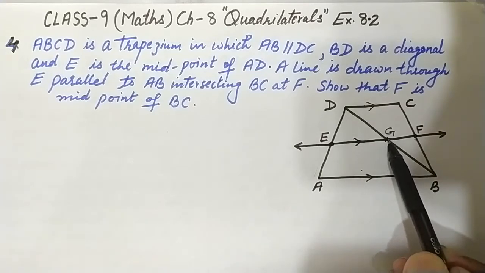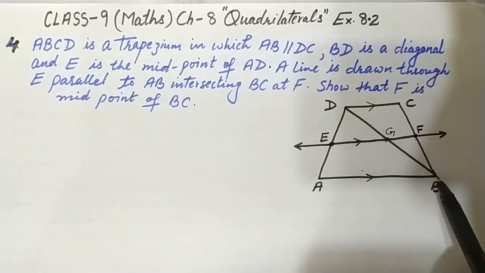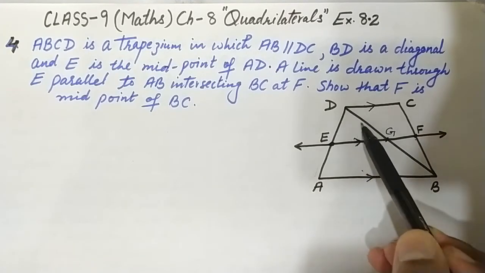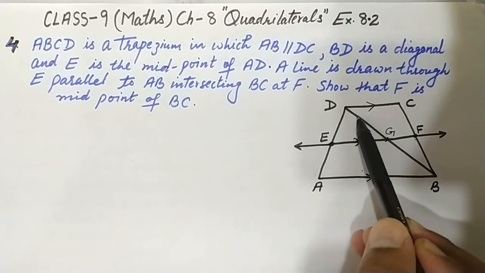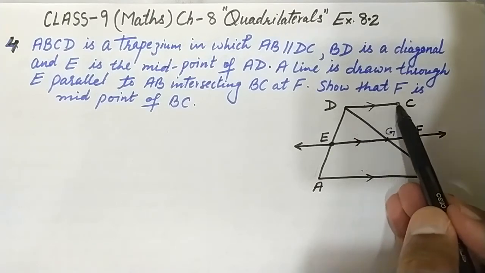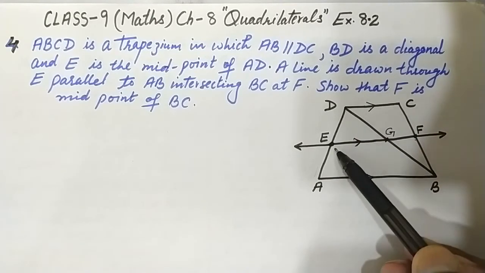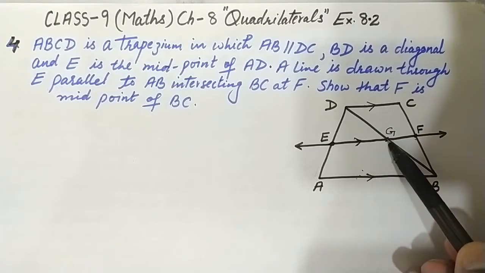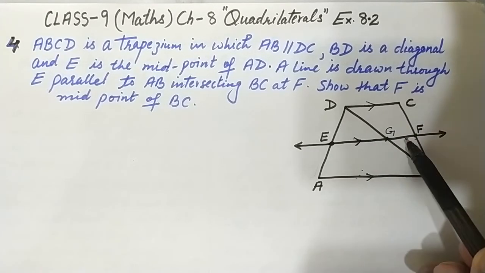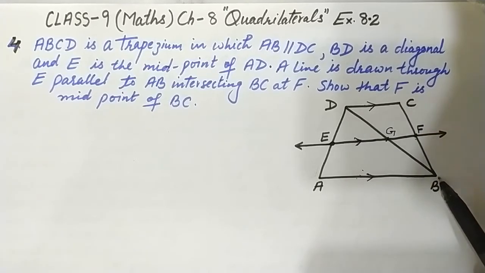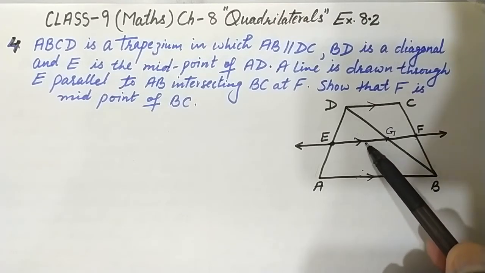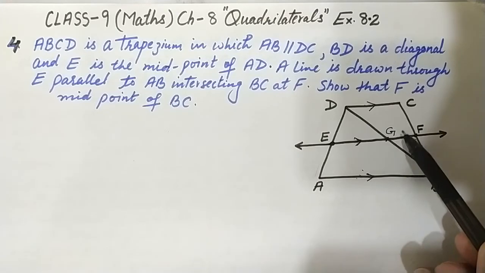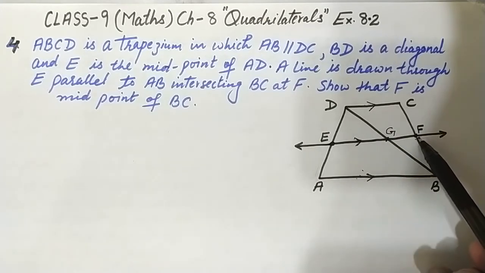Now G is the midpoint of BD, we have proved by converse of midpoint theorem. So now come to triangle BCD. You see in triangle BCD, G is the midpoint of BD, we have proved just now, and this GF is parallel to CD because AB is parallel to CD and these three lines are parallel, so GF will also be parallel to CD. So by converse of midpoint theorem F will be the midpoint of BC. So again I repeat, in triangle BCD G is the midpoint of BD, we proved earlier. So GF is parallel to CD. So by converse of midpoint theorem F will be the midpoint of BC. So this way we will prove this question.